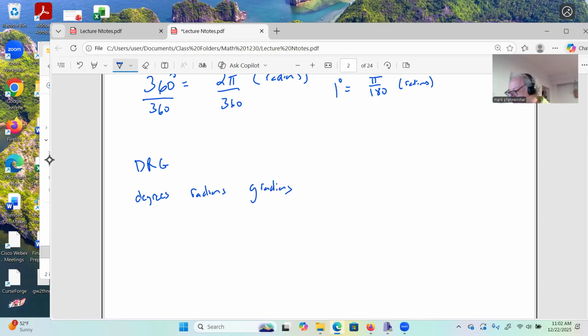You say, okay, well, I've never heard of a gradient before. No, you haven't. Gradients were really popular right after the French Revolution, back with Napoleon and all that, when they started getting really excited about the metric system. With degrees, we have 90 degrees here. A 90-degree angle is also pi over 2 radians. And in gradients, that is 100 gradients.